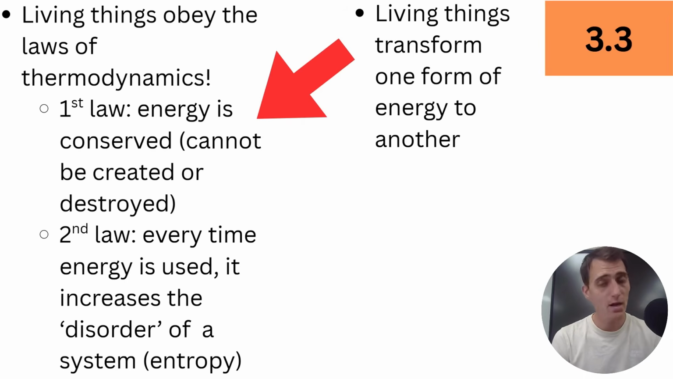Now, the second law of thermodynamics states that every time energy is used, it increases the disorder, or what's called the entropy, of a system. It means energy dissipates and things go from a higher ordered state to a lower ordered state and become more messy and jumbled up. Entropy is a pretty poorly understood concept across all disciplines, and we don't have to get into the specifics about entropy for right now.